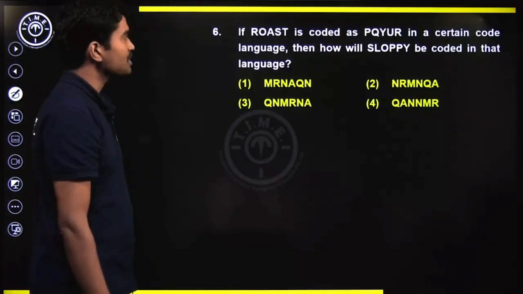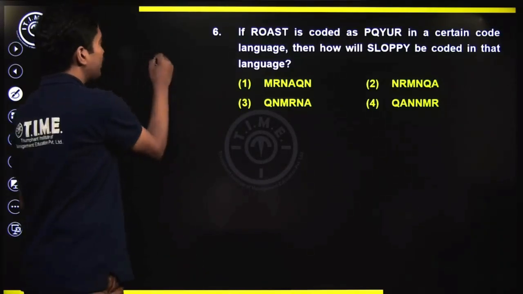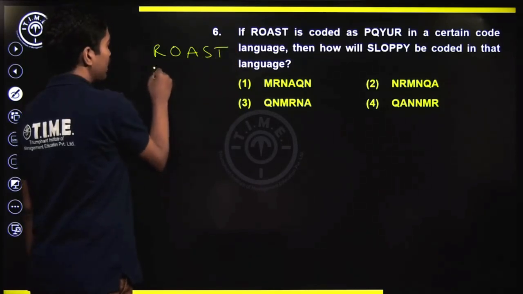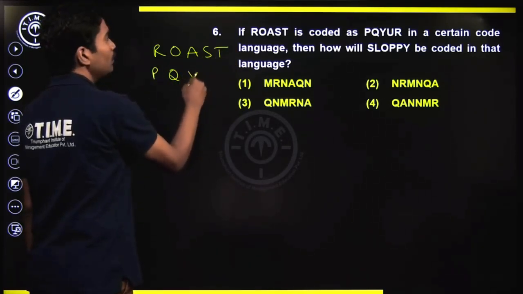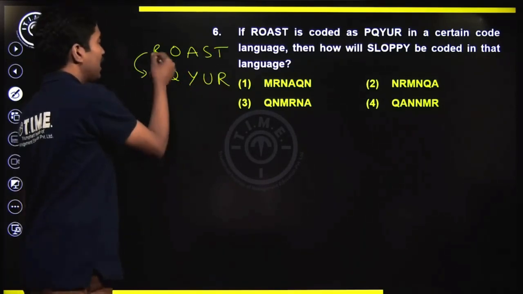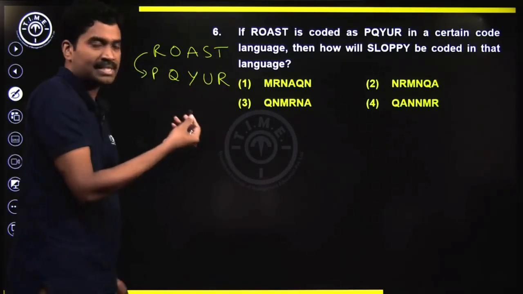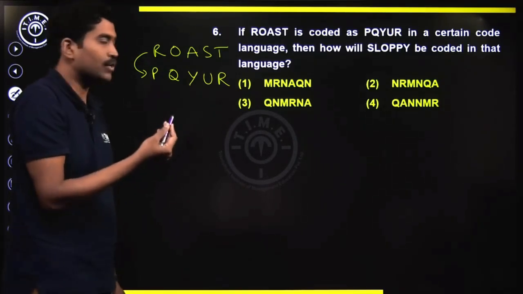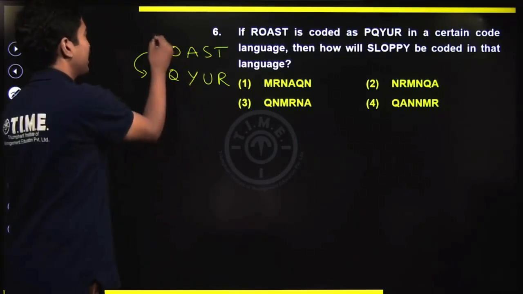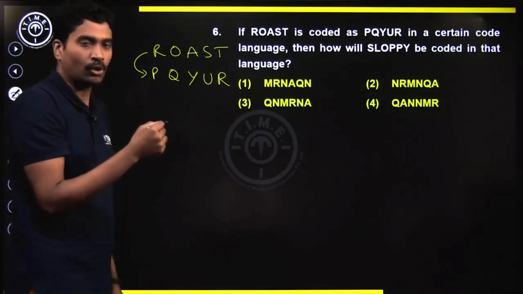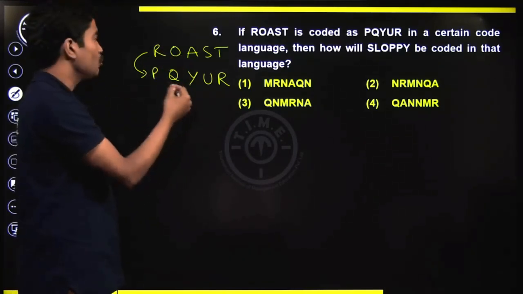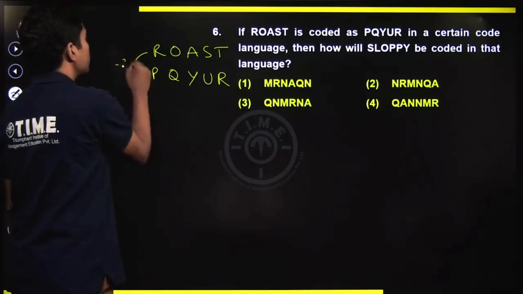If ROAST is coded as PQYUR, R to P, R has been transformed as P. Let's see whether it works or not. We don't always know. Sometimes we transform and then rearrange, and then we take the first one and turn it into the last one, and so on. So R to P: R minus 1 is Q, minus 2 is P. This is minus 2, it works.